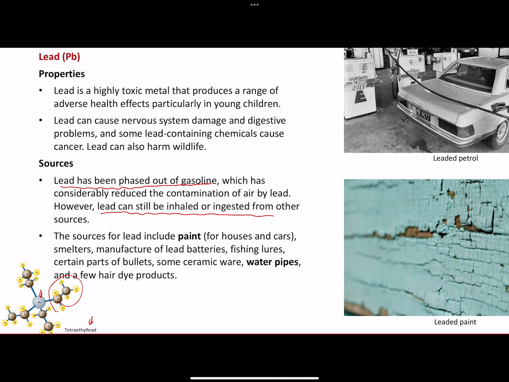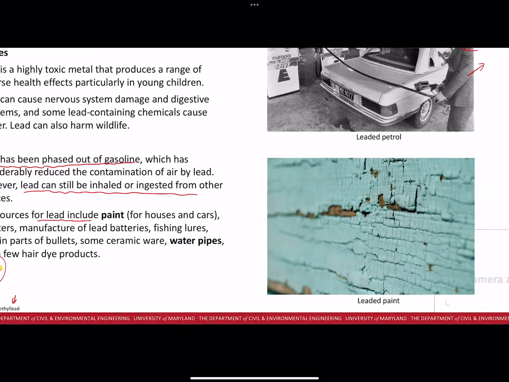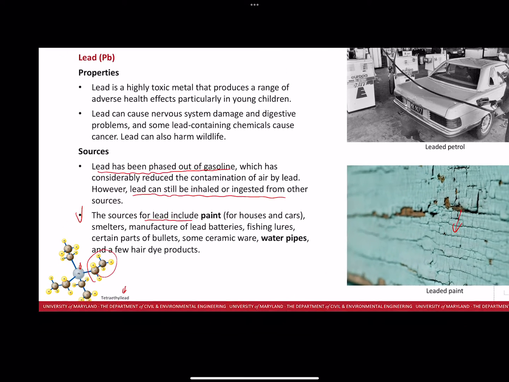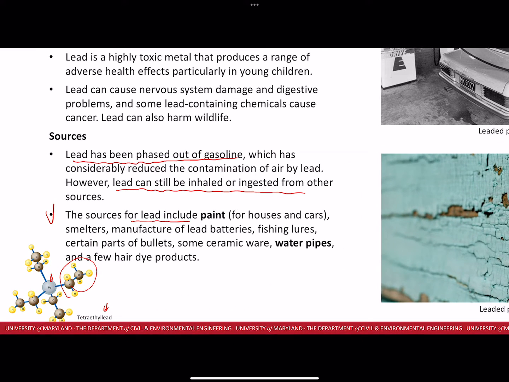For the other sources, we can see that the sources of lead include the paint. Especially when the paint gets old, it will collapse and may generate some very small particles that can be floating in the air, which can be inhaled. And also the smelters, manufacture of lead batteries, fishing lures, and some bullets, ceramic wares, and water pipes, which we have been working with, and some of the dye products.